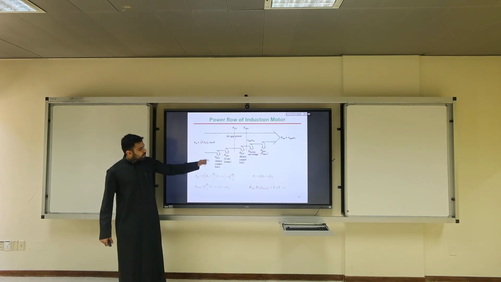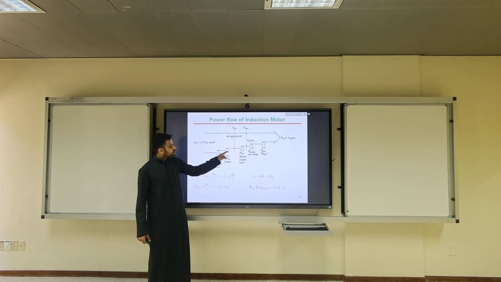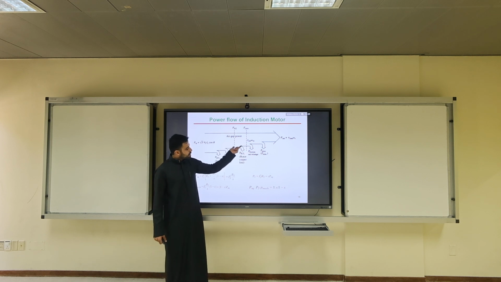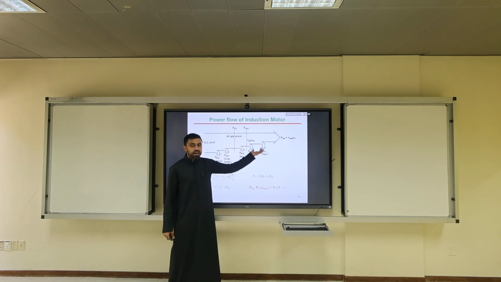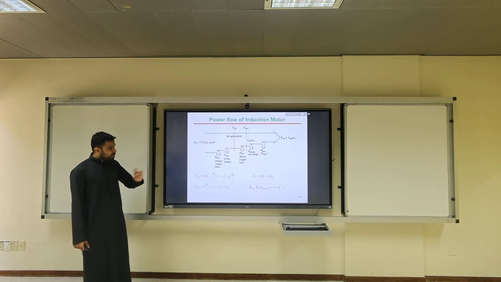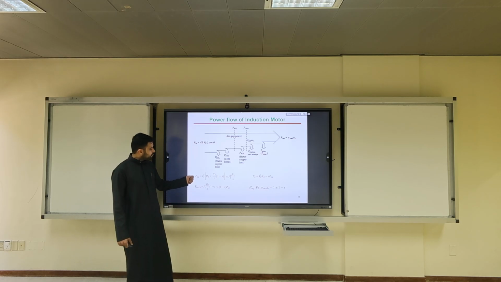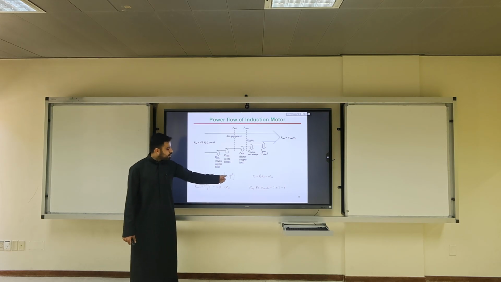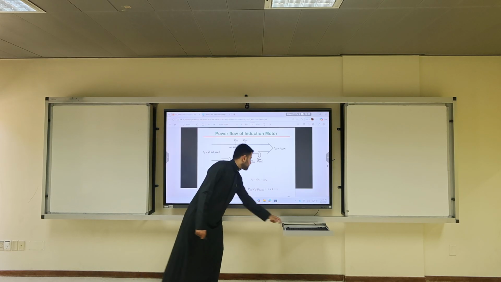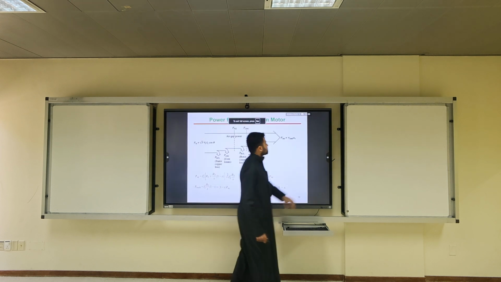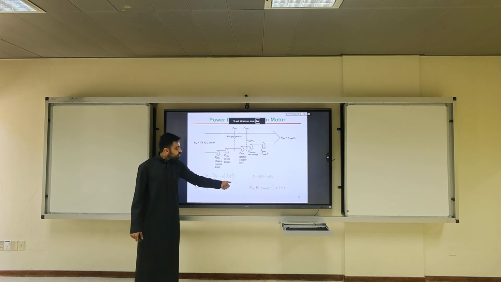Anything before the air gap, the losses are occurring in the stator itself. After the air gap, the losses are occurring either at the rotor or as mechanical losses, which I call rotational losses. The most important equation is the air gap. You can find the air gap power, which is the power that crosses the air gap, to be 3 I2 squared R2 over S.